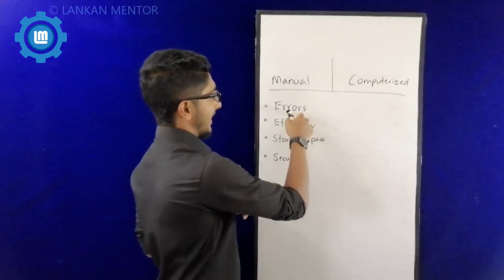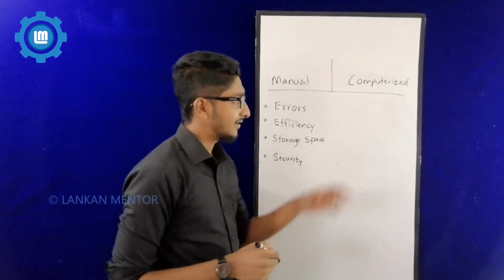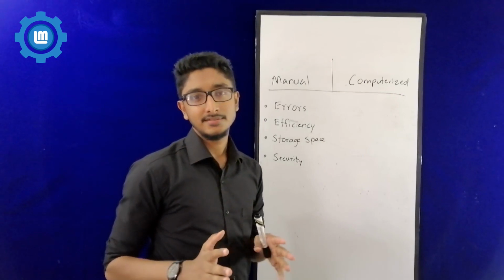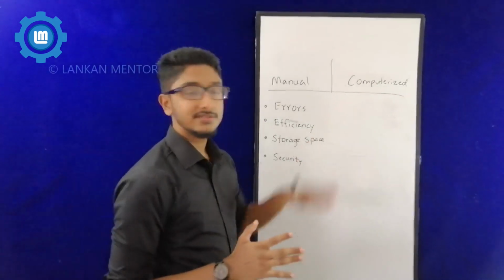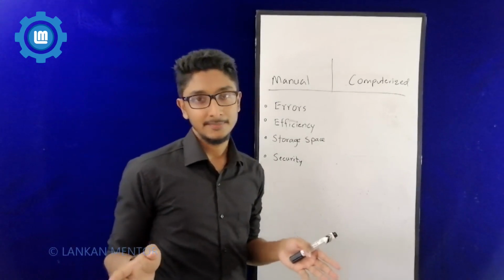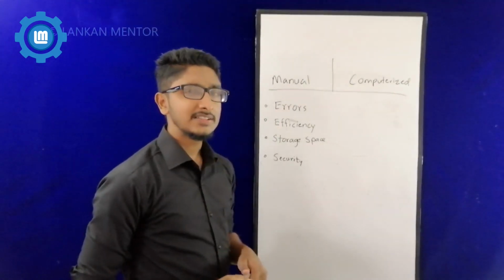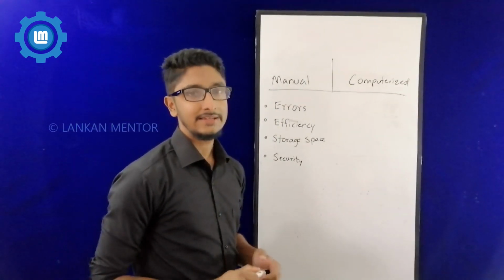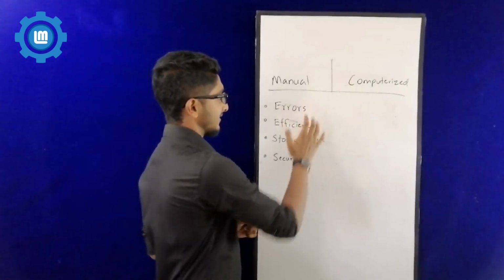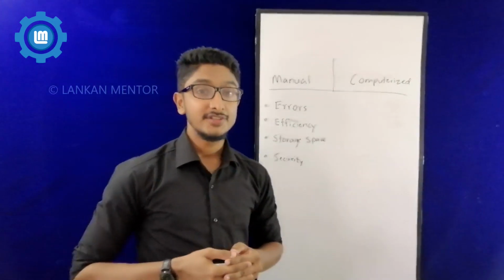So, error is not a possibility in computers if your input is correct, right? Computers usually don't make mistakes. Computers don't make mistakes, right? So, humans are prone to making mistakes, right? Humans can make mistakes. That's what errors are, right? So, next, efficiency.